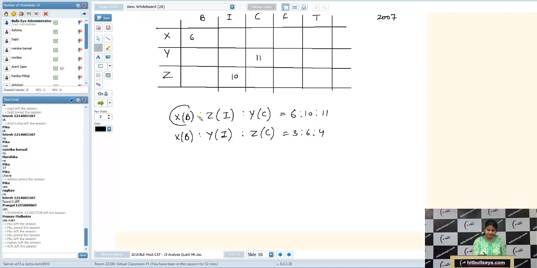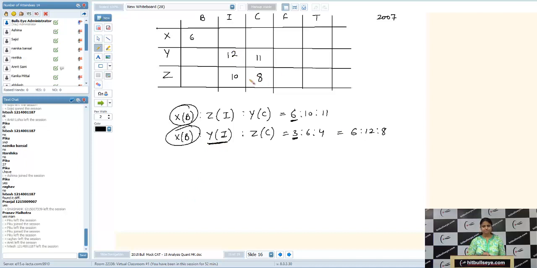Now you can combine that. You can see XB here. Here we have 6, here we have 3. We want to combine these ratios. That's why I'm doubling this ratio. It will become 6:12:8. Now you can relate it. So YI will be 12 and ZC will be 8.